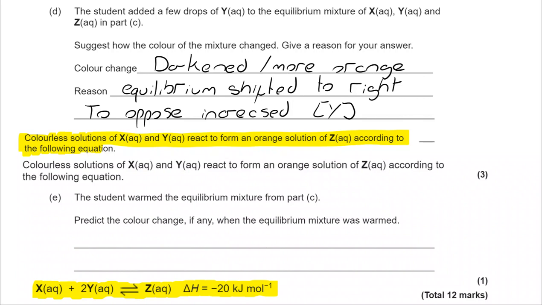Now again, I've provided some information from earlier in the question. Key to this is that we have got a delta H of -20. The colour would fade. Now, you're not asked why here, but remember, if the forward reaction is exothermic, increasing the temperature would favour the reverse reaction.